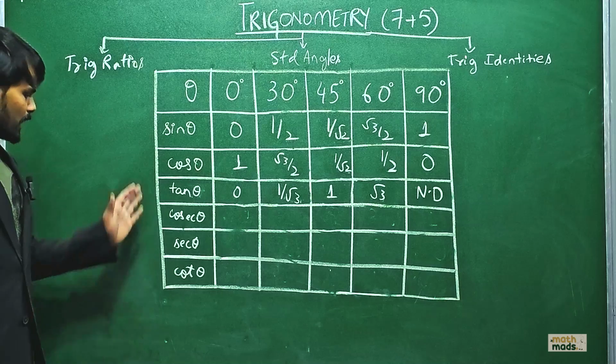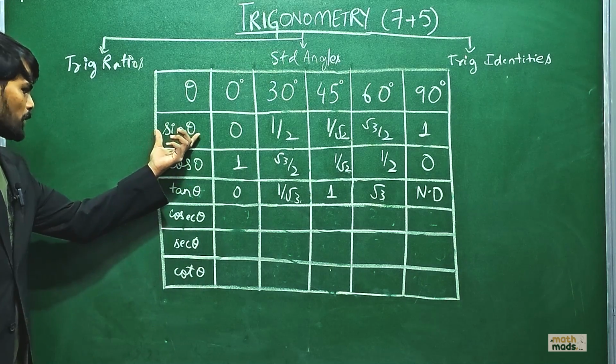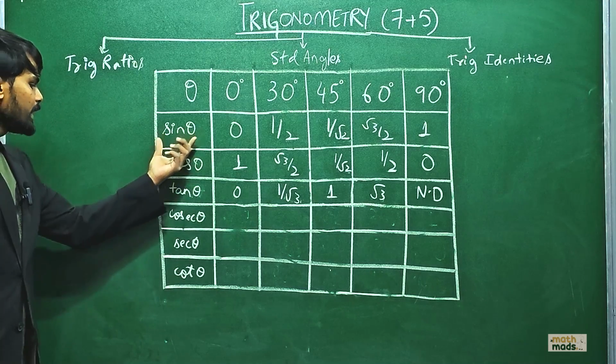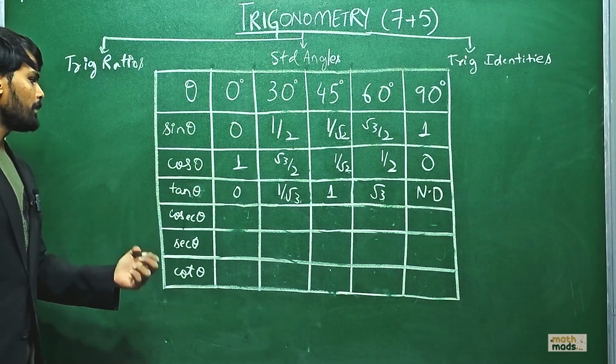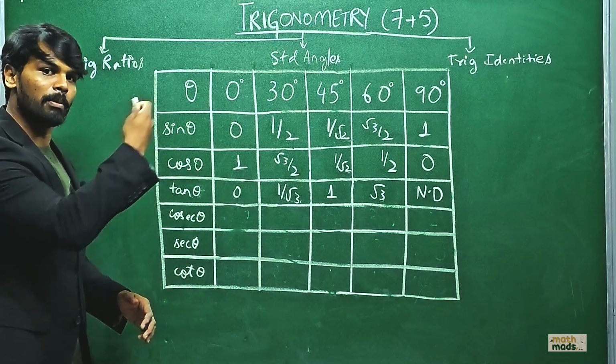Simple. Let us come to the reciprocal ratios: cosecant, secant and cot. These are the reciprocals of sin, cos and tan. Sin theta, I will take the reciprocal, I will get cosecant theta. So, 0 by 1, the reciprocal is 1 by 0. You will be getting not defined.